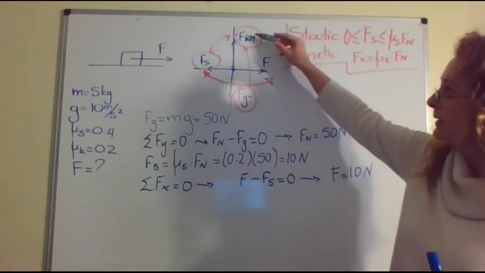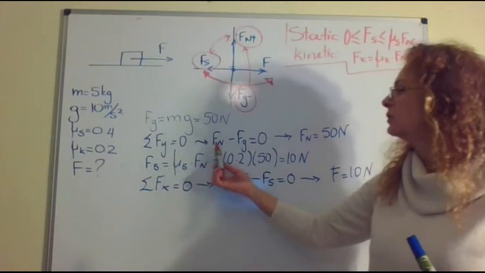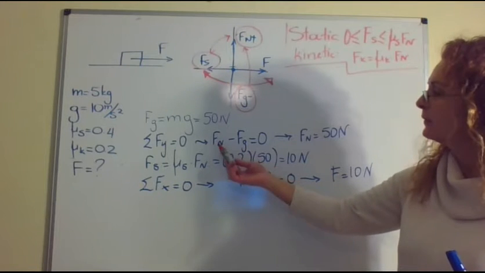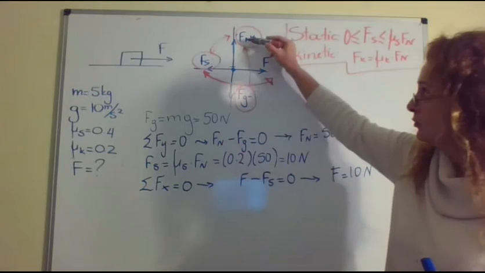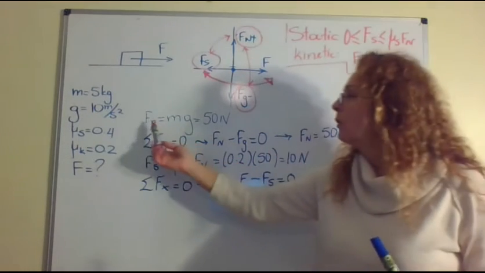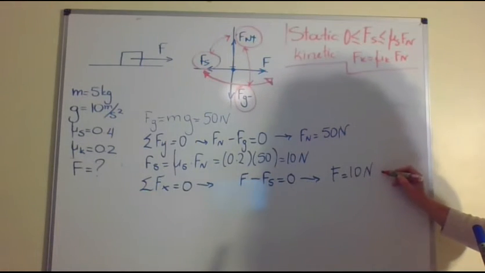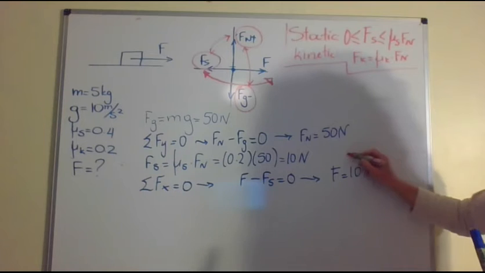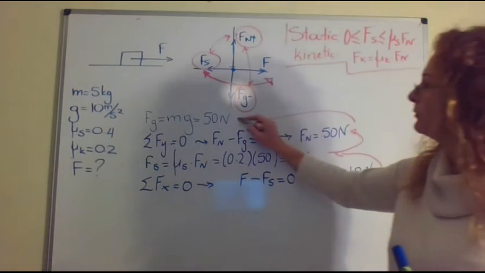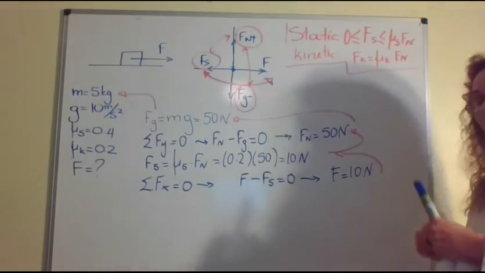And then, by the fact that I know that this is 50, using the fact that the sum of forces on the y-axis is also 0, I can find the force due to gravity here. This is 50, so this should also be 50. So I can go from the normal force to the force due to gravity. And if I know the force due to gravity, I can find the mass. So I would go backwards: from the force find the friction, from the friction find the normal force, from the normal force find the gravity, and from gravity find the mass.